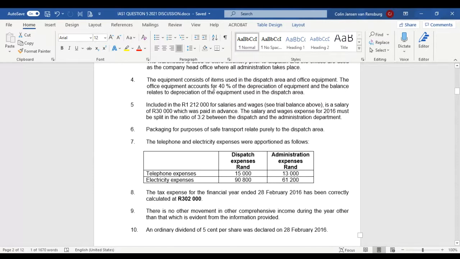This one. They say the equipment, we are going to have to look at that in any case very soon, Gloria. They say the equipment consists of items used in the dispatch area and office equipment. So if they use the equipment in the dispatch area, it has to do with your distribution function, right? The dispatch area, in actual fact, you learn this in internal auditing later on this year. The dispatch area is a designated part of your warehouse.